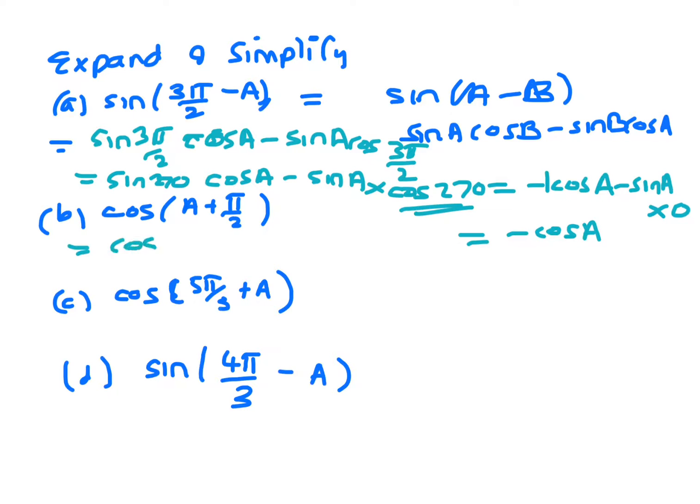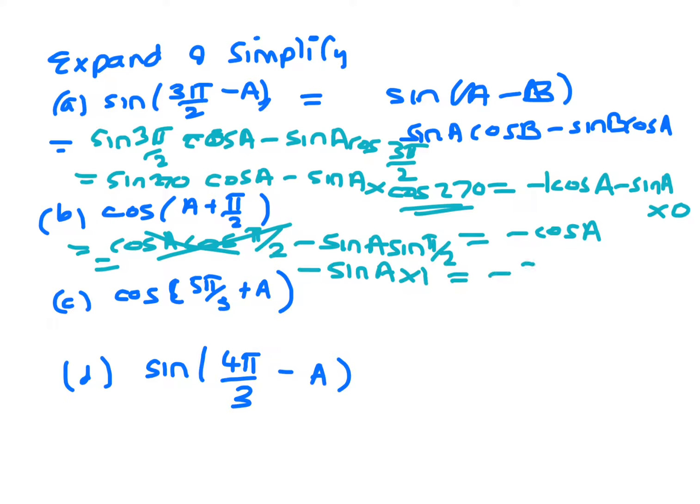Okay, the next one, so you've got cos for this one. So it's cos pi on 2, cos A, cos pi on 2. Cos is a different sign. Sine A, sine pi on 2. Cos 90 is just 0, so this one will disappear. Minus sine A, sine 90 is 1, so that's minus sine A.